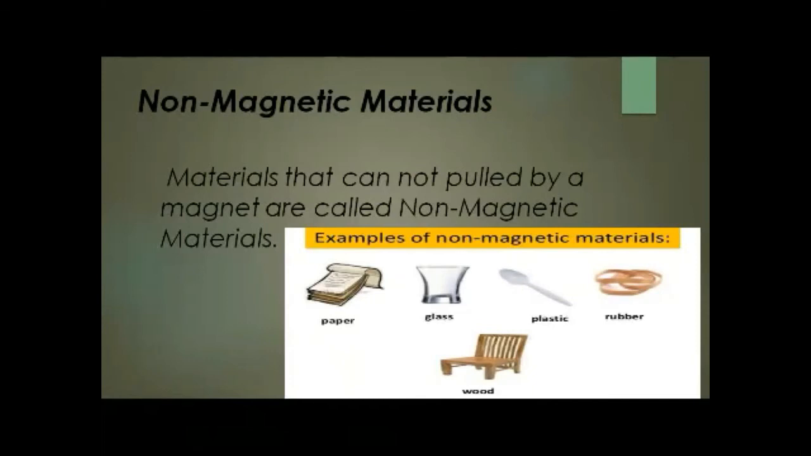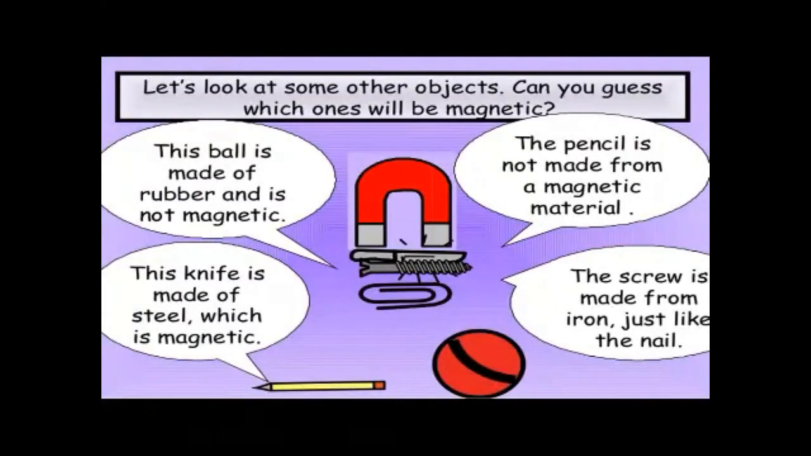Now students, I am going to move on to the next slide. Let's look at some other objects. Can you guess which one will be magnetic? Here are different objects you can see on your slide: pencil, ball, paper clip, screw, knife. There are different objects. Some are magnetic and some are non-magnetic. So student, what about this screw? Can it be easily attracted by a magnet or not?